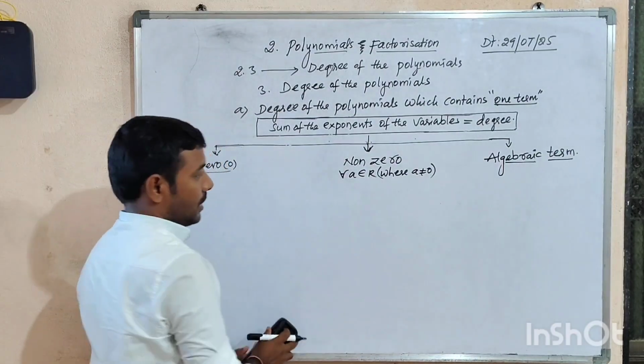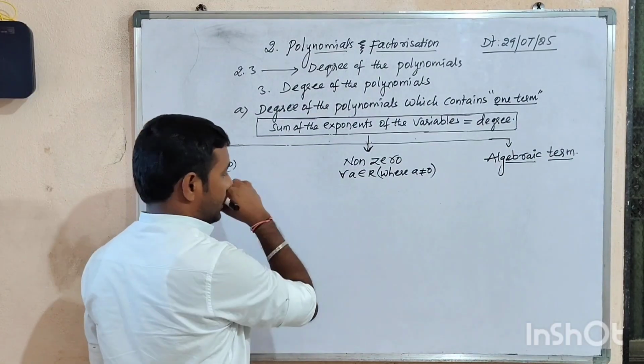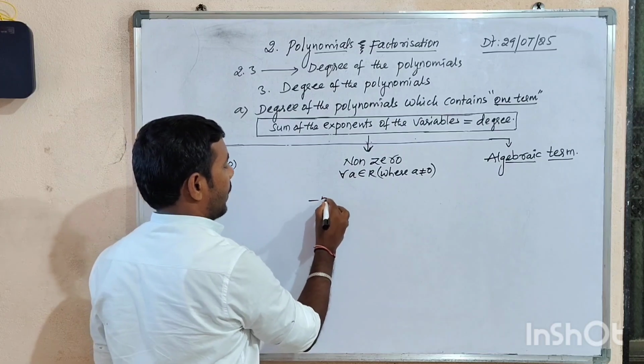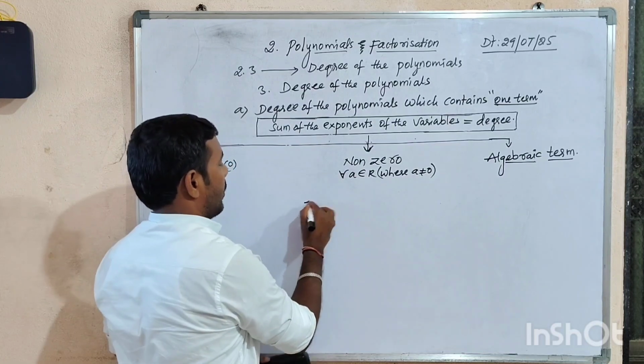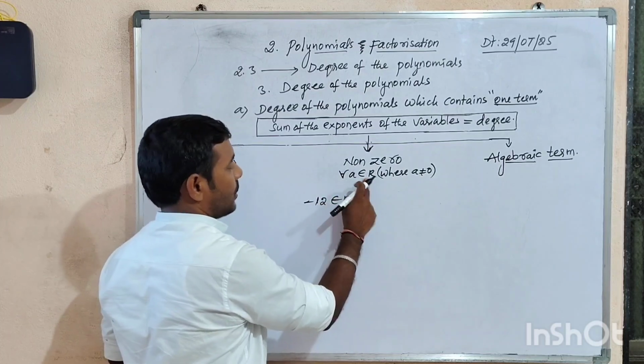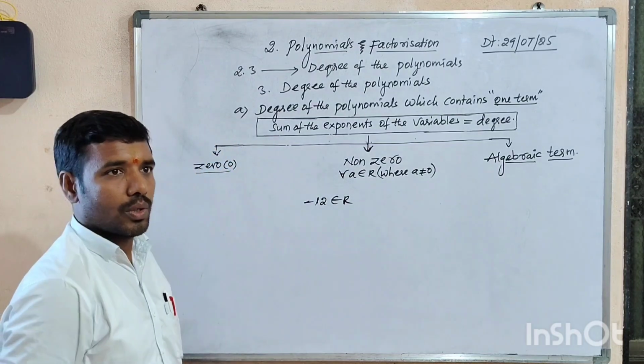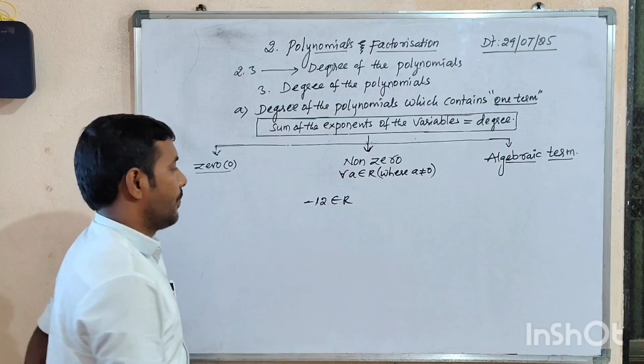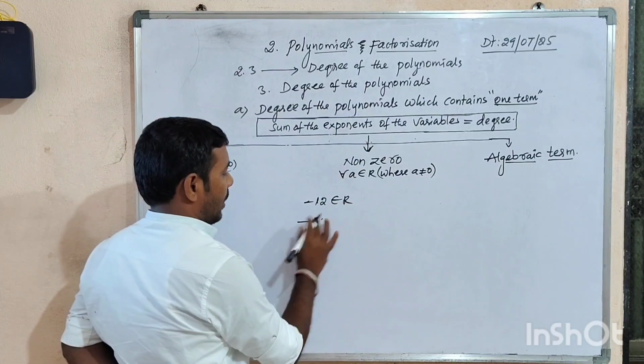A few more things to discuss. Let us go with minus 5. Better to take minus 12, which belongs to the real numbers. We have to choose a real number only. I took minus 12. Yes, minus 12.